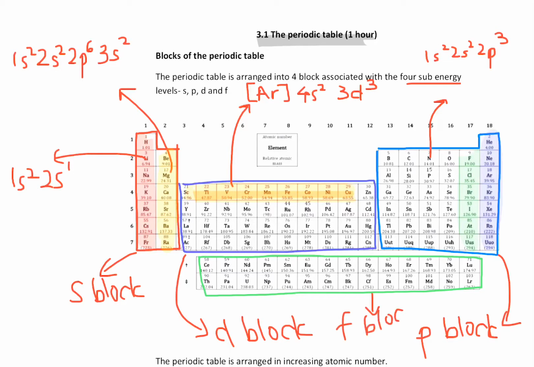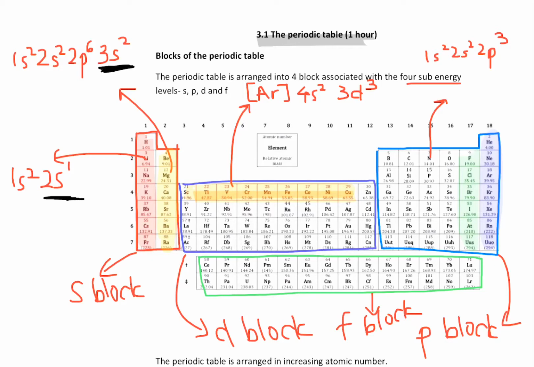Why do we call them S, P, D, F blocks? It's because of the electrons that are being filled in the shell. If you look at elements in the S block, the last electron is filled in the S subshell. Here it's filled in the S subshell again. So this is called the S block because the last electron is filled in the S subshell.